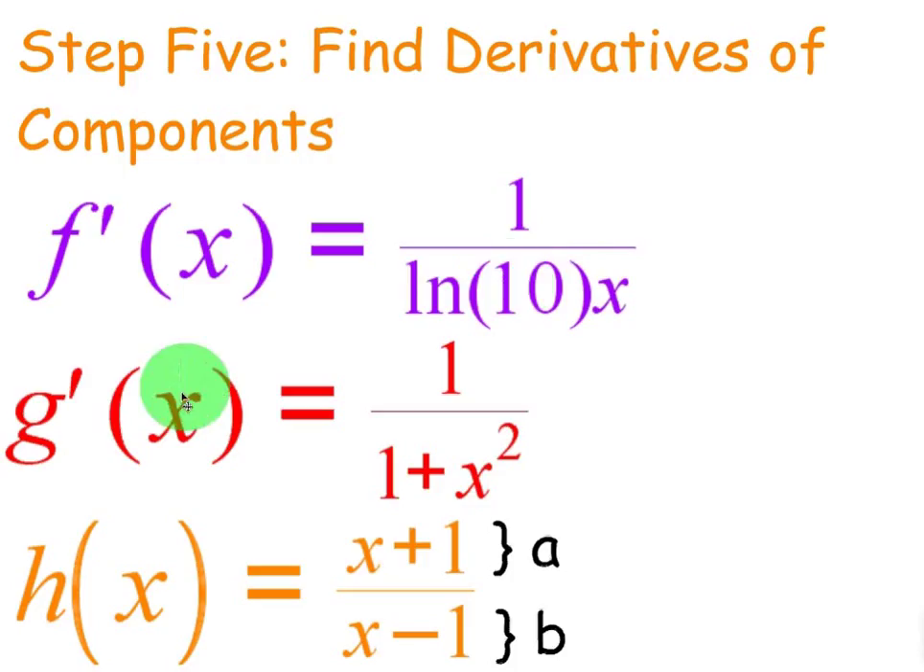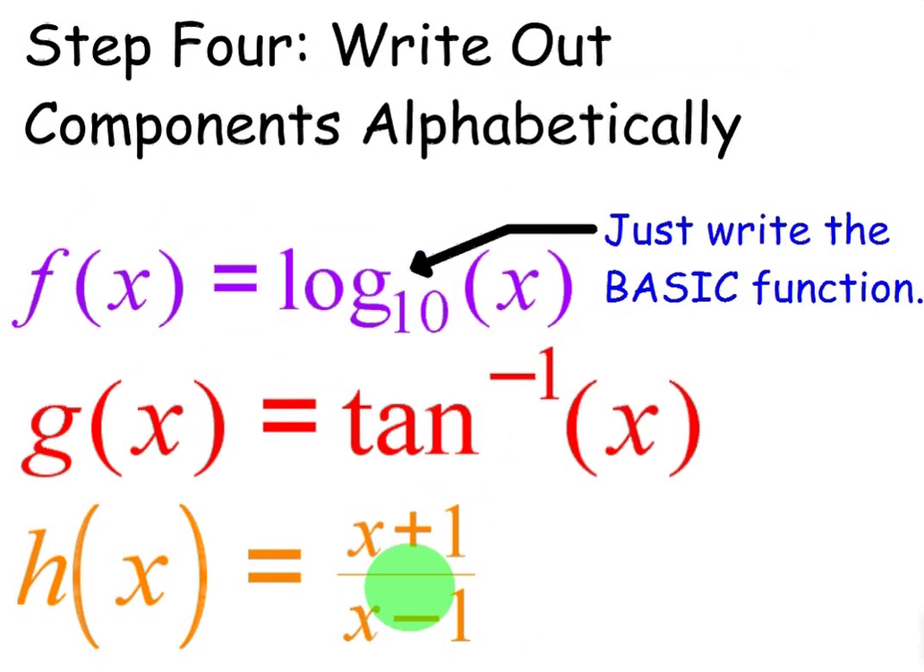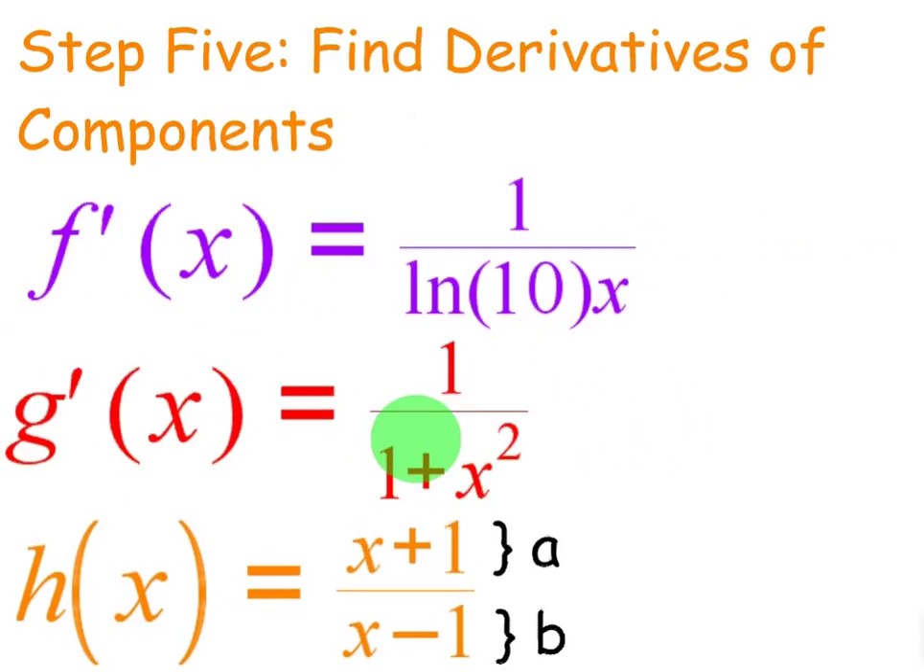The derivative g prime is 1 over 1 plus x squared. That's the reason why I used tan inverse, because the derivative is actually pretty simple compared to some of the other ones. So the derivative of tan inverse is 1 over 1 plus x squared.